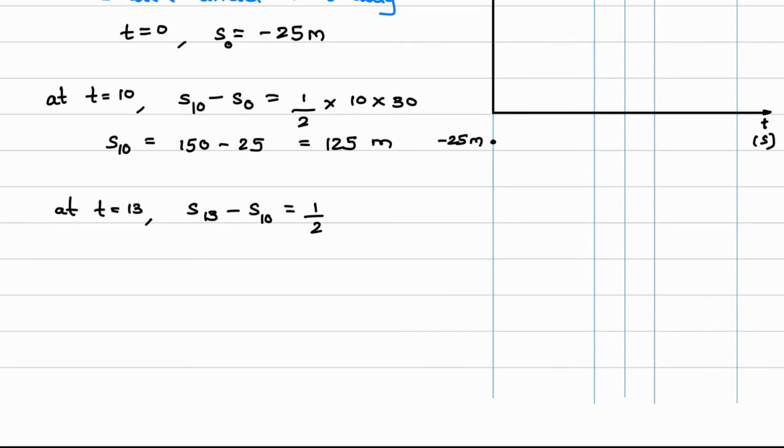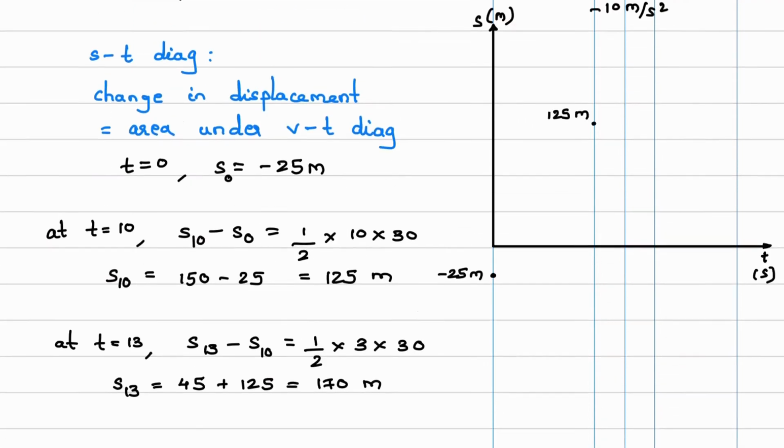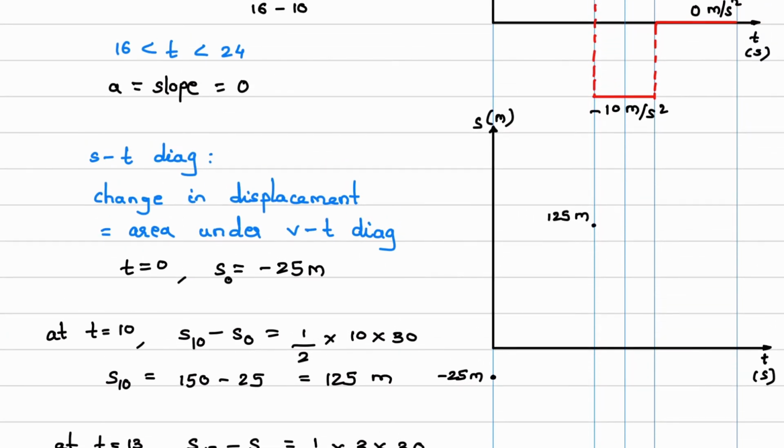So half into 3 into 30. From here we can calculate S13 is equal to, this part is 125. So this is minus 125, it will go on right hand side, become plus 125. So we have 45 plus 125 equal to 170 meter. So next point we have marked, we can mark now, it will be somewhere over here.